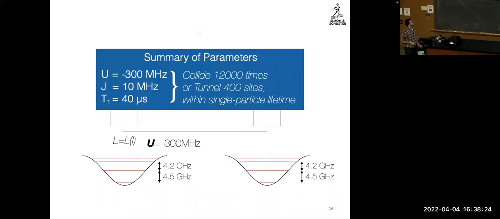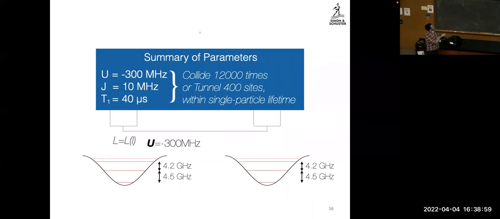So what do the numbers look like here? Well, the interaction energy is about 300 megahertz. The tunneling rate is about 10 megahertz. The photons live for about 40 microseconds, depending on the particular device, which means they can collide about 12,000 times, and tunnel about 400 sites. That's the product of those numbers within their lifetime. And so that's enough time to build up some entanglement before they decay. So that gets us well into this regime where we can study quantum science in this platform.